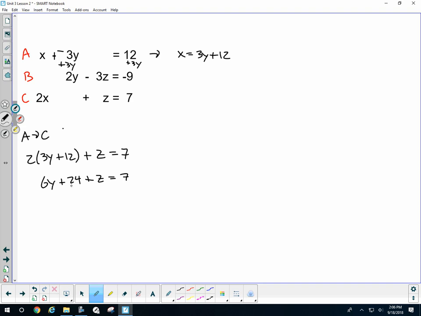I get 6y plus 24 plus z equals 7. I'm going to go ahead and move that 24 out of the way. 24 minus 7 is 17, negative 17. Okay? All right. Gosh, I got an equation that doesn't have x's, but unlike the previous one, I didn't get a value. I didn't get z, I didn't get x, I didn't get y.